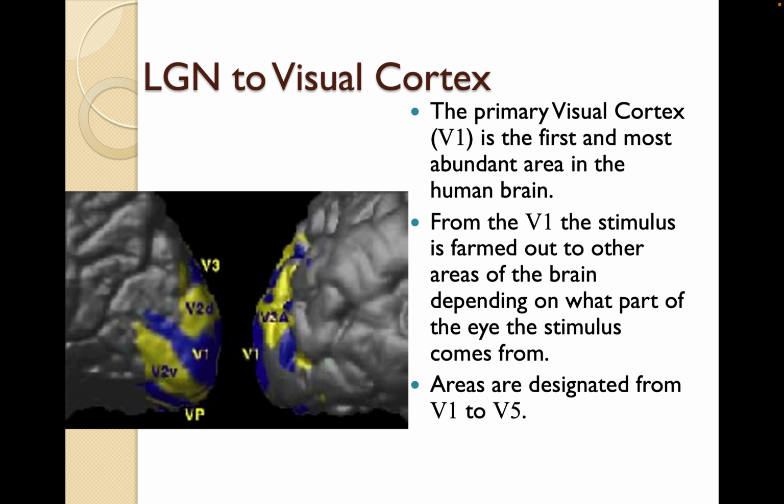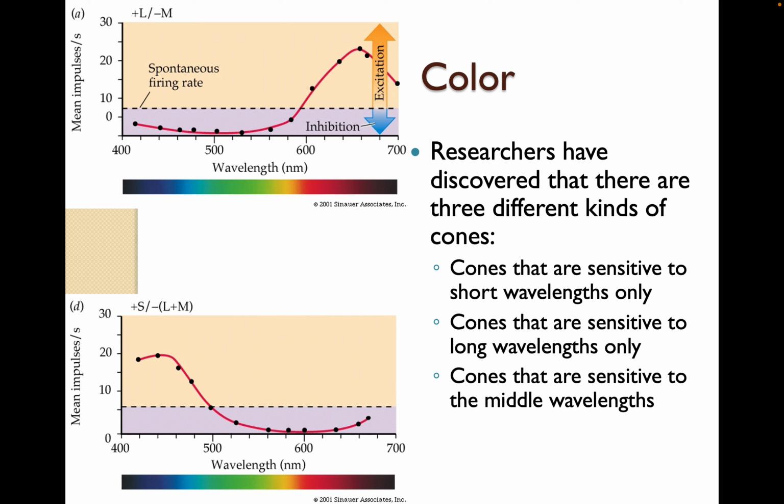The primary visual cortex, the V1, is the first and most abundant area in the human brain. From the V1, the stimulus is farmed out to other areas of the brain, depending on what part of the eye the stimulus comes from. Areas are designated from V1 to V5.